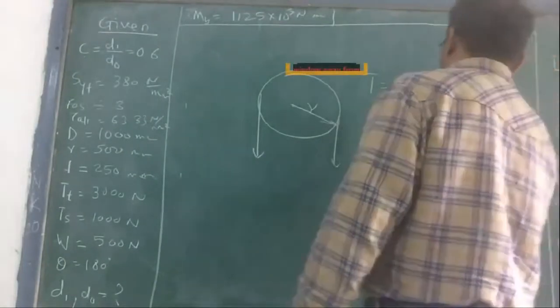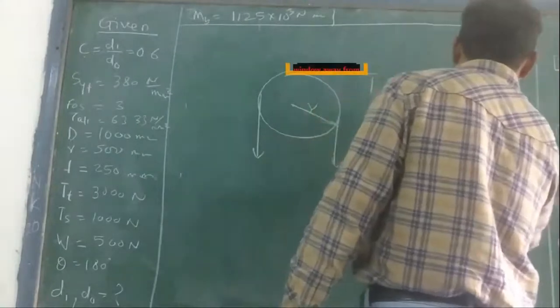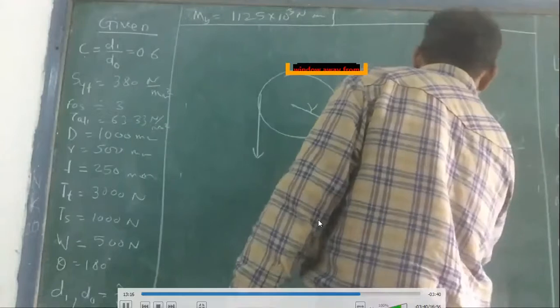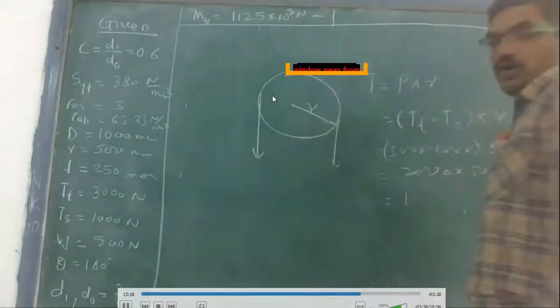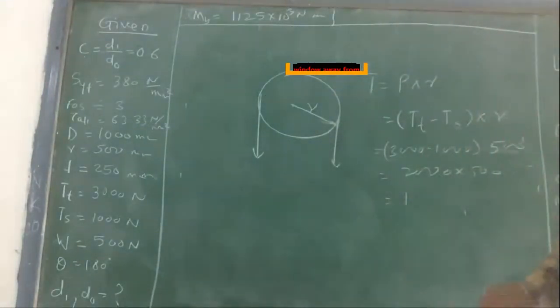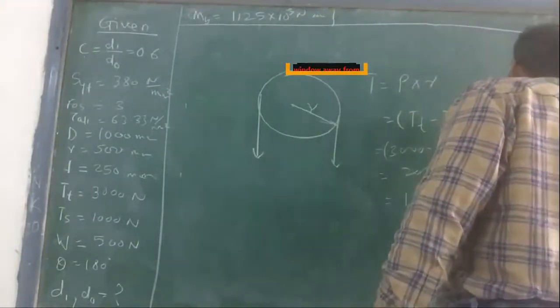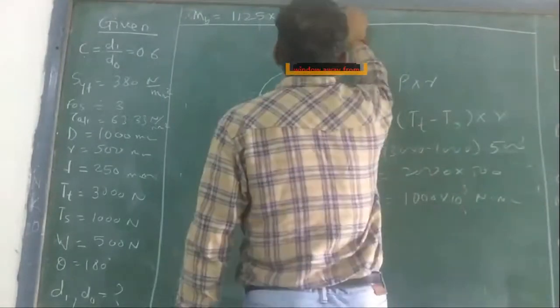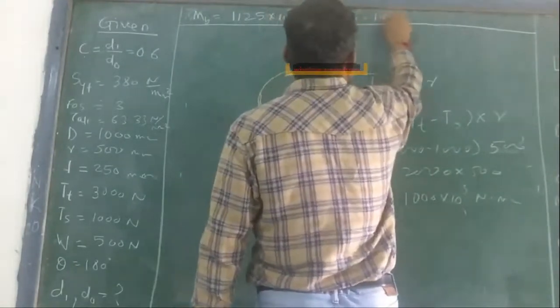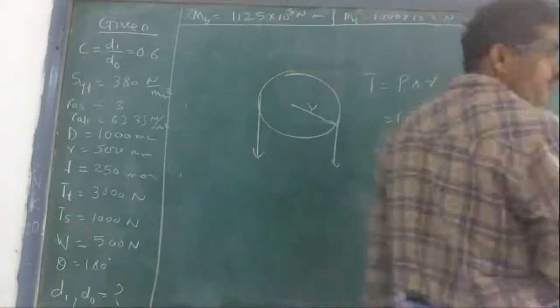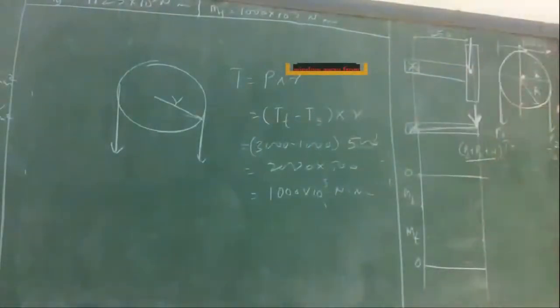R is 500. So it becomes 2000 into 500, so 1000 into 10 raised to 3, right? Equals 1000 into 10 raised to 3 Newton millimeter. So we know torque MT is 1000 into 10 raised to 3 Newton millimeter. So let's try to plot that.